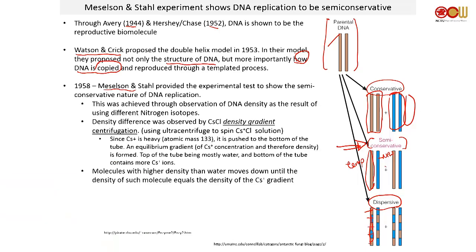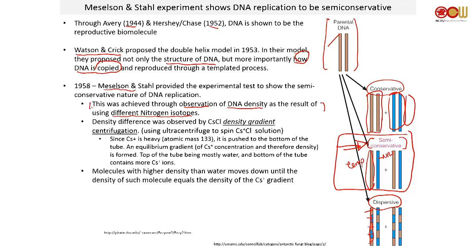All right, so the Meselson and Stahl experiment, we'll talk about that in a couple of slides, but the method that they used, okay, was that they achieved the identification of your DNA copying mechanism as semi-conservative through the observation of DNA density as the result of using different nitrogen isotopes. So we're going to talk about what this sentence means.